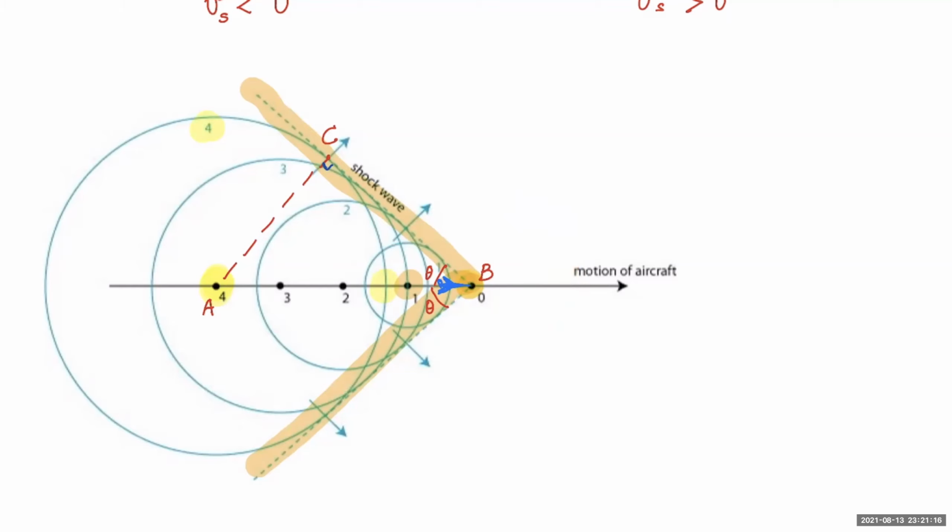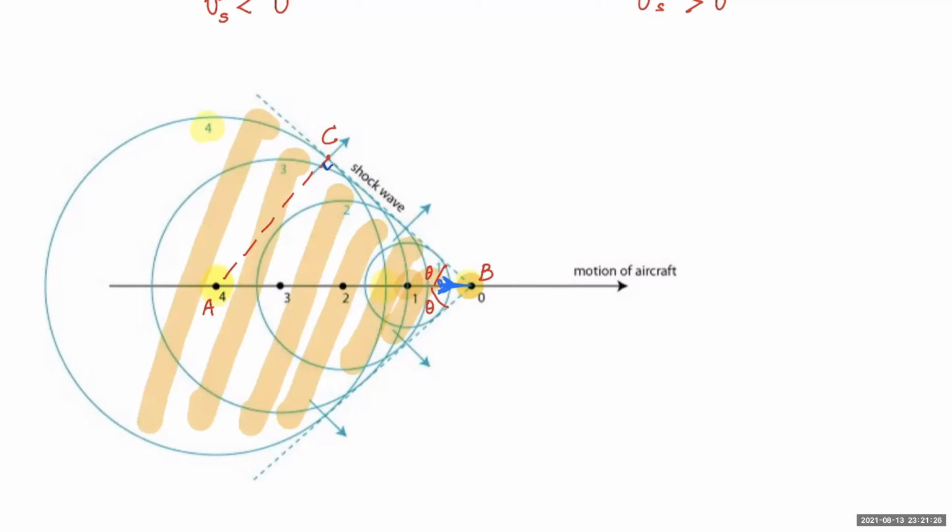And within this cone, you've got waves already propagating. Let me highlight this region. This is the region the wave has already reached, but outside that region, clearly there is no wave yet. So what you have here is a leading edge of the wave. Inside that cone, the wave has already reached.